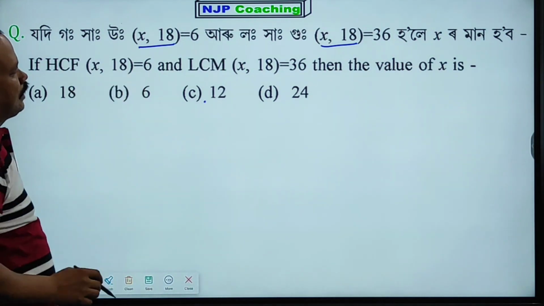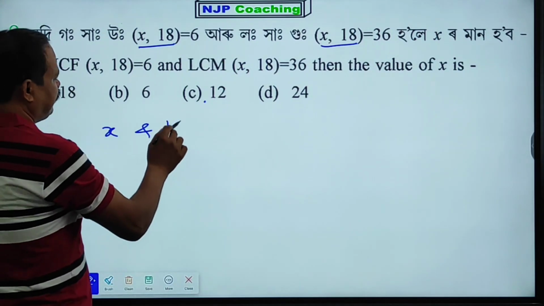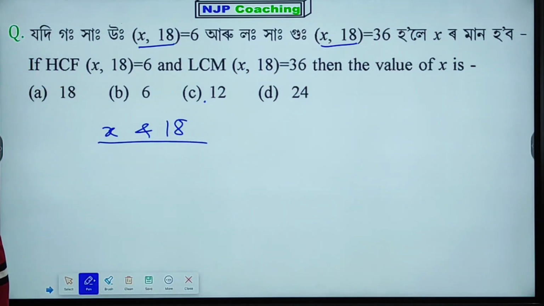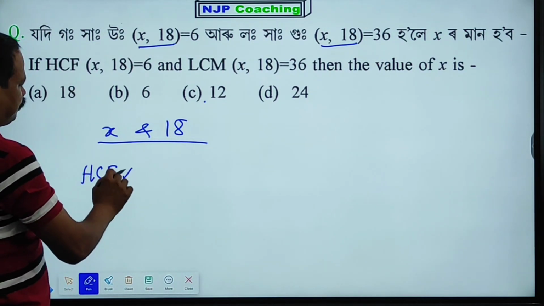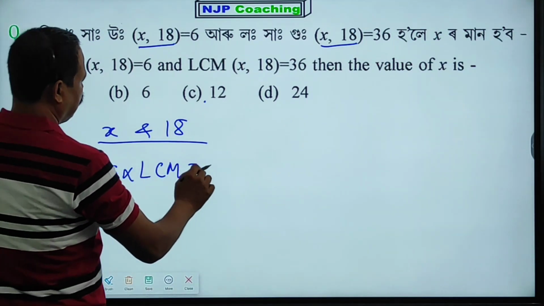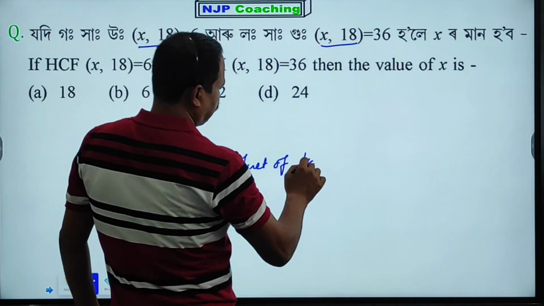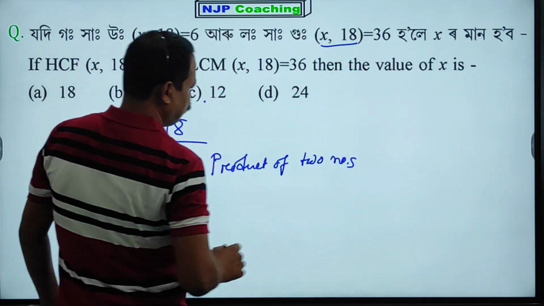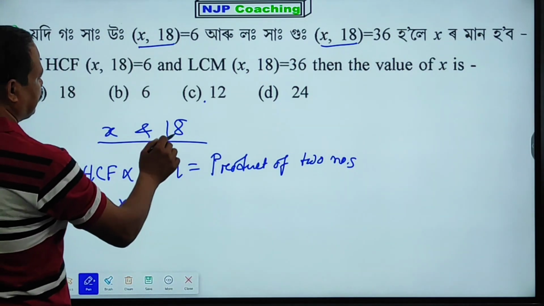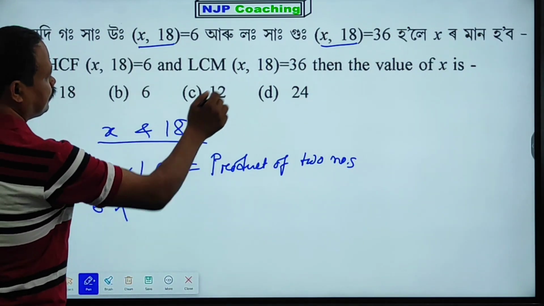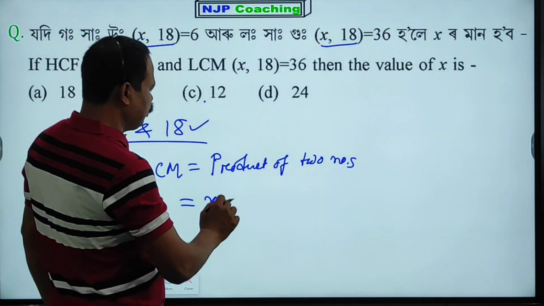HCF of x and 18 is 6, LCM of x and 18 is 36. So x and 18 are the numbers, and their HCF is 6. Now this relation: HCF into LCM equals the product of the two numbers. The HCF of x and 18 is 6, the LCM is 36, and the product of the two numbers is x into 18.